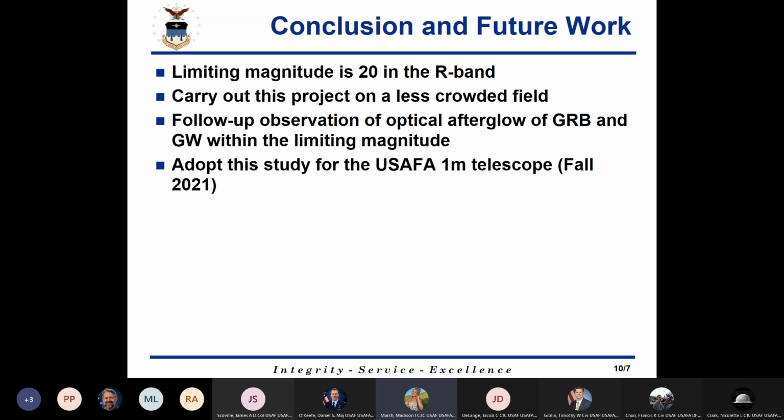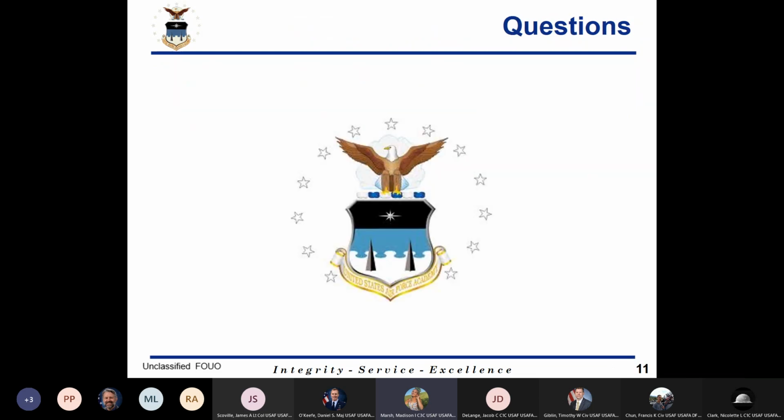Now that we know the limiting magnitude of the telescope, we want to do follow-up observations for the optical afterglow of gamma ray bursts and gravitational waves within our limiting magnitude. Additionally, we want to adopt this study for the USAFA 1 meter telescope in the fall of 2021. Now I will open it up for any questions for anyone that has some.